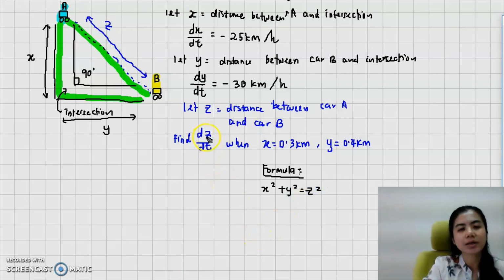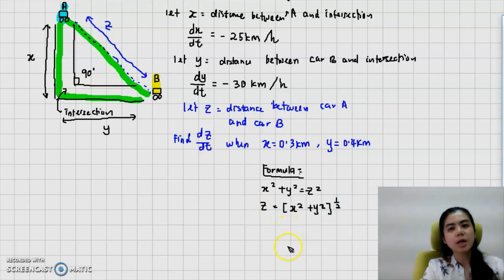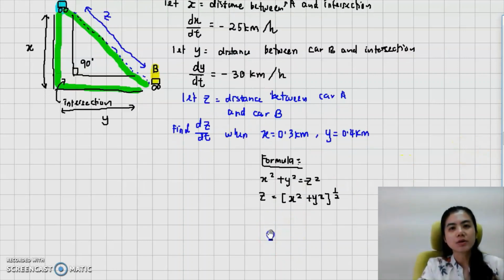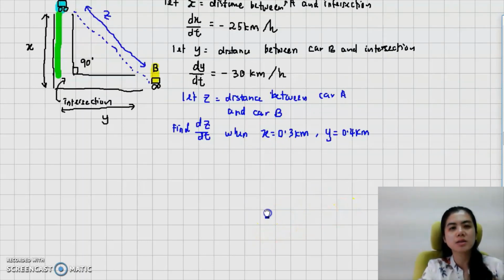And they ask you to find dz/dt. So from here, try to modify your formula into this way. We have x squared plus y squared in a bracket with power of 1 over 2. Write it in this way, and this will help you to build the chain rule. But anyway, we have to analyze our formula.